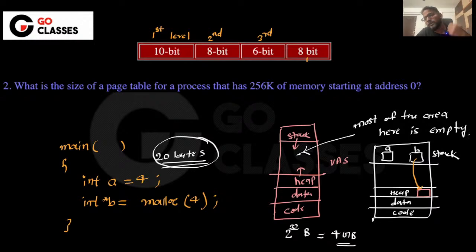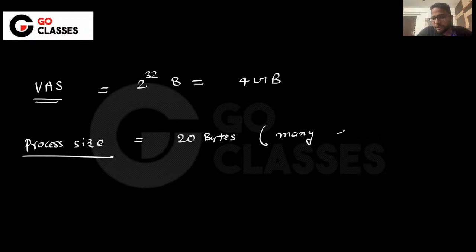Basically, there are two things that I want to introduce. One is that the virtual address space size could be anything, which in this case is 2 power 32 bytes, the same as saying 4 GB. And your process size, in fact, at maximum could go to 4 GB, because that's what we are telling the process. But in reality, the process could be just 20 bytes. Many such processes can be there in reality.